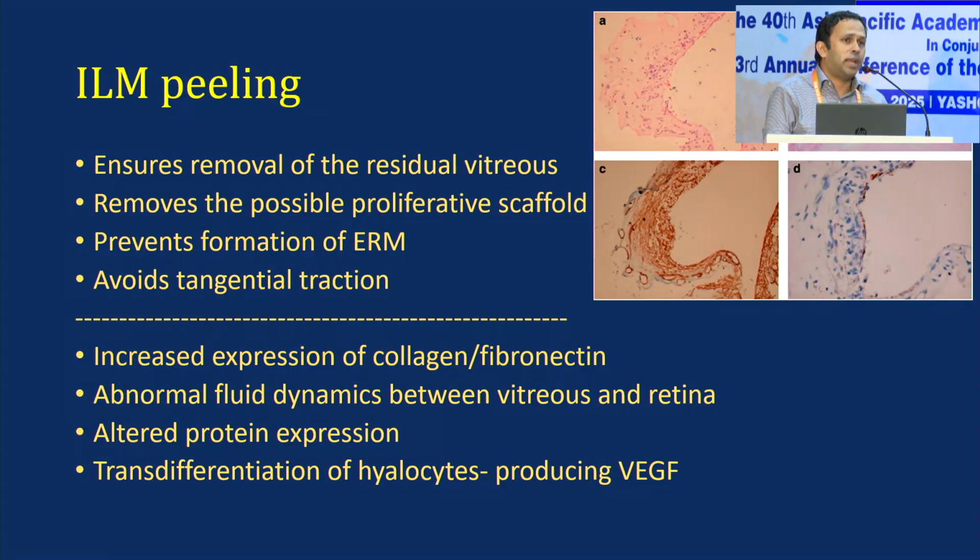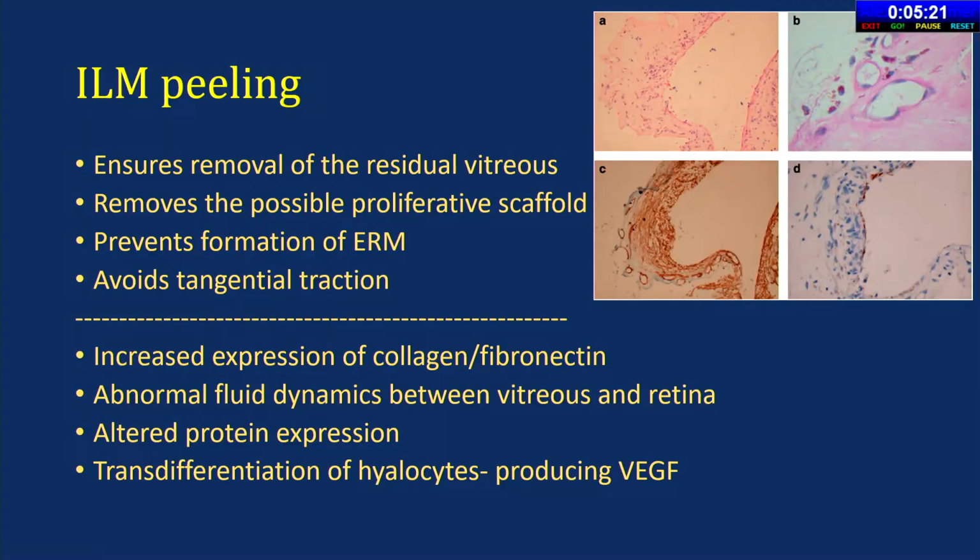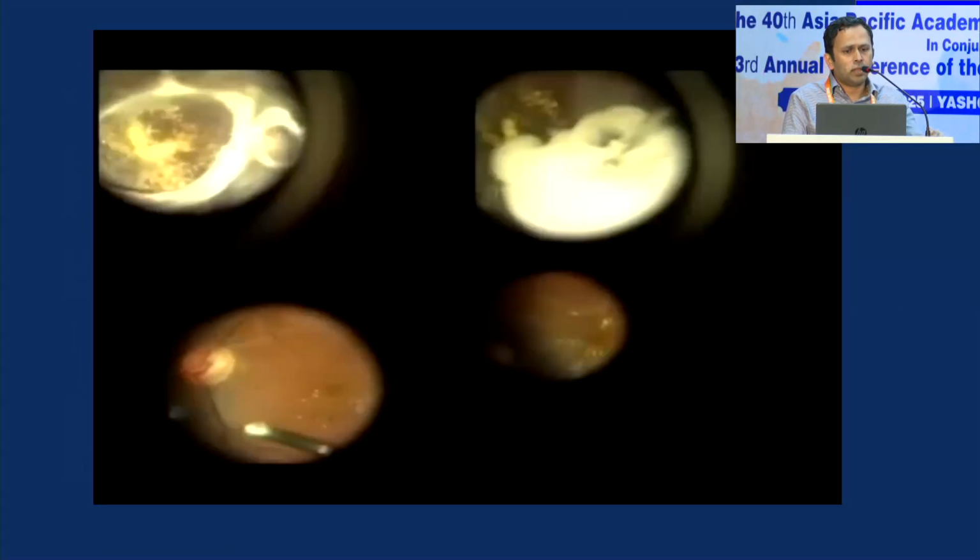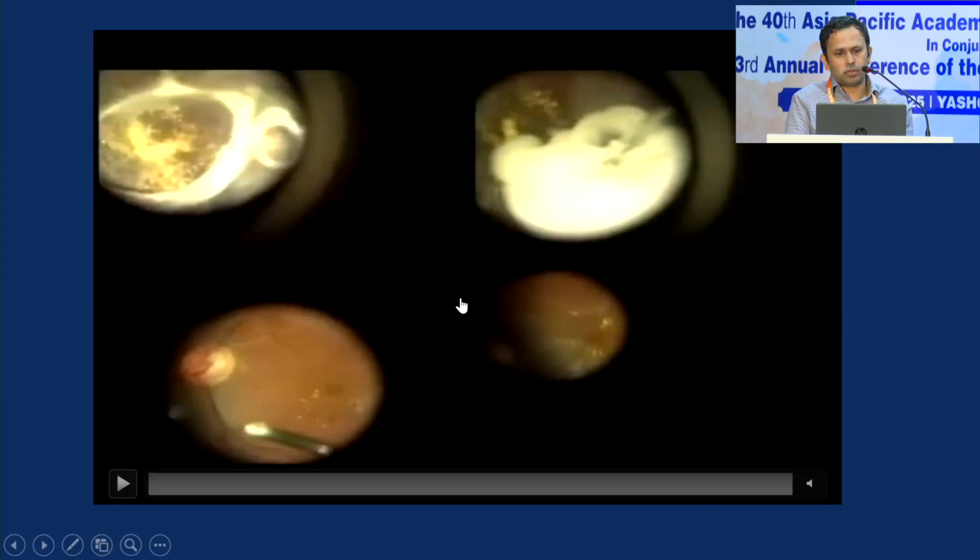We had the opportunity to study this membrane also. When it was sent for histopathology, we saw that these membranes have predominantly excessive collagen or fibronectin, which causes the contractures. So they are abnormal membranes, not normal internal limiting membranes, and they generally transdifferentiate into hyalocytes which produce VEGF and cause macular edema. These are the various proposed hypotheses for internal limiting membrane peeling helping in diabetic macular edema. So this is a small video which tells us the various techniques which were used.